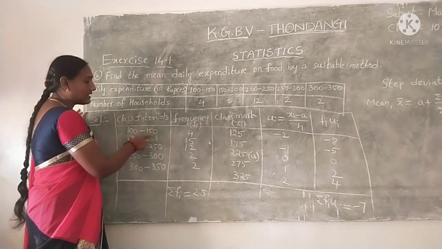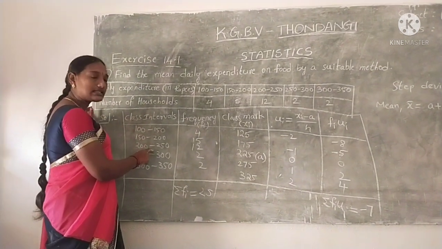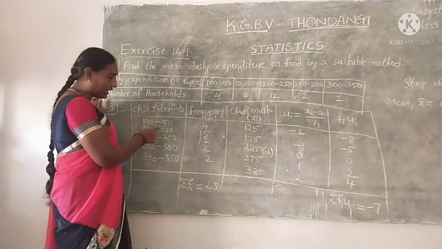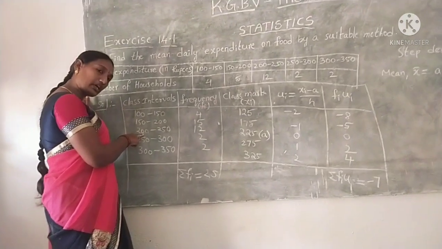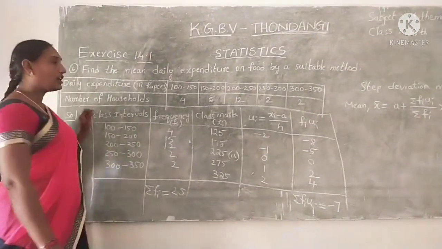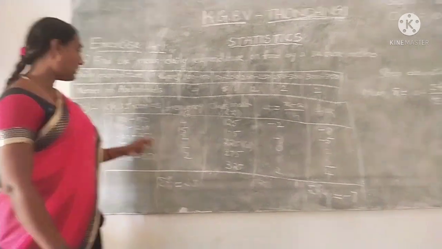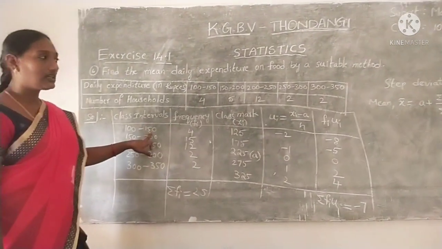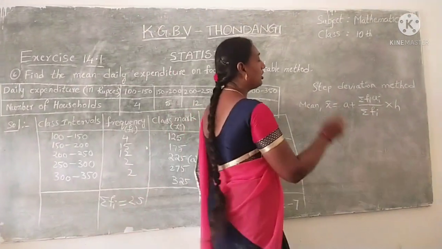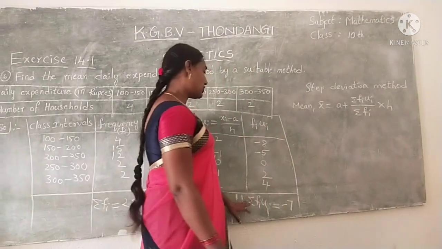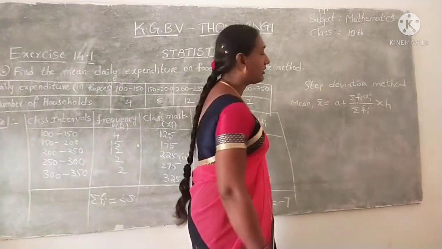So h means length of the class interval. In all class intervals, the length, the size of the class intervals, is the same. That means 150 minus 100, 200 minus 150, 250 minus 200. So the length of the class interval is the same in all cases. What is the length of the class interval? 150 minus 100, that is 50. So we substitute all these values in this formula, then we get the mean.